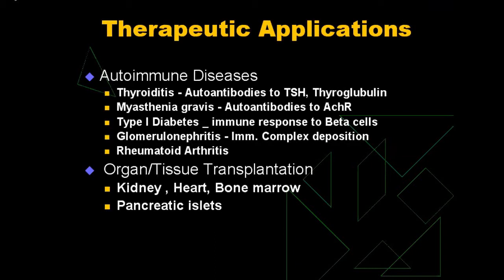Type 1 diabetes is also an example of an autoimmune disorder. Rheumatoid arthritis is also there. So there are many diseases in which the immune system is exaggerated or overstimulated, so you need to suppress the immune system.